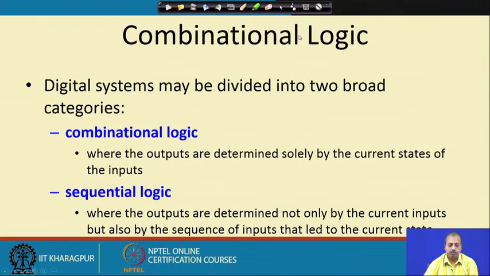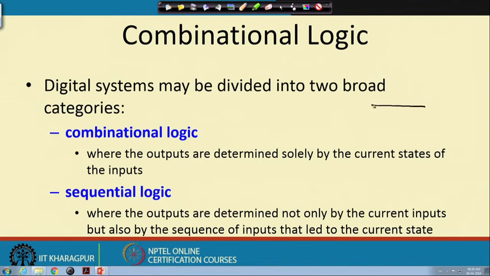Next, we will look into the design of combinational logic. Using the basic gates that we have discussed so far, we can realize some combinational functions. Any digital circuit can be represented in terms of these gates, and we will slowly go towards that. If you look into all digital systems, they can broadly be classified into two categories. One is known as combinational logic, another is known as sequential logic. Combinational logic is like this: the output is determined solely by the current states of the inputs.